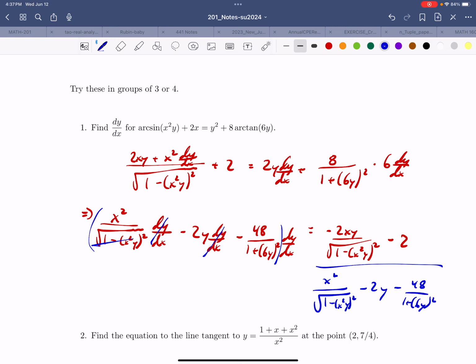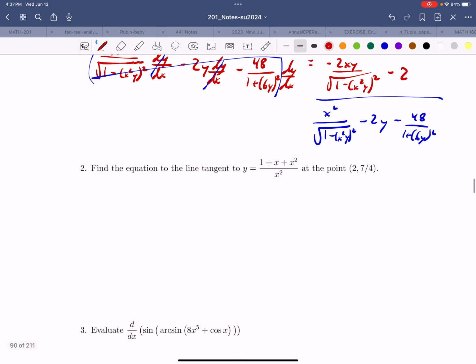Right. So that's how you do that problem. Find the equation of the tangent line to this. Now this is just kind of review. Right? This is just sort of review.